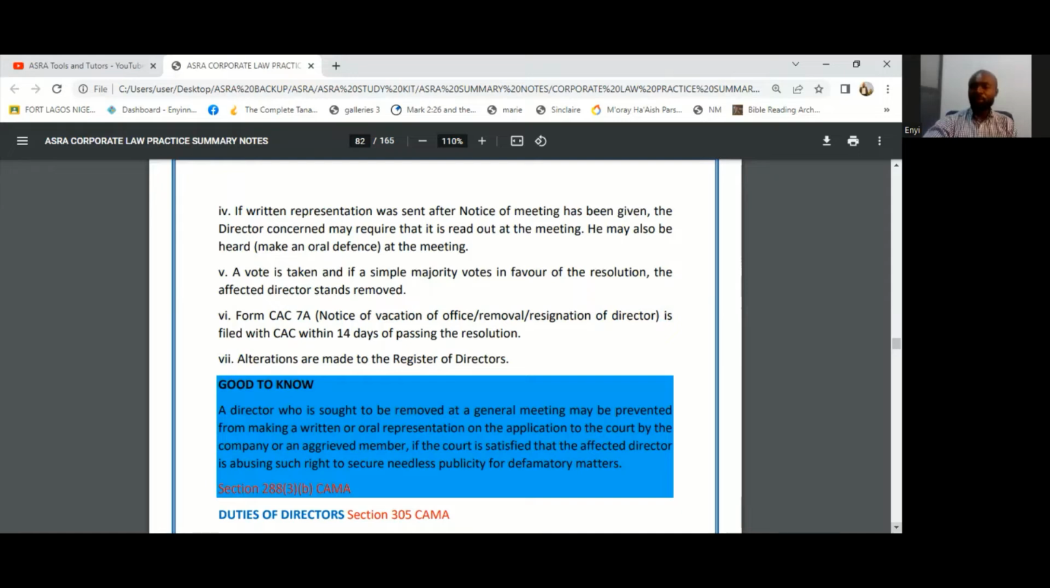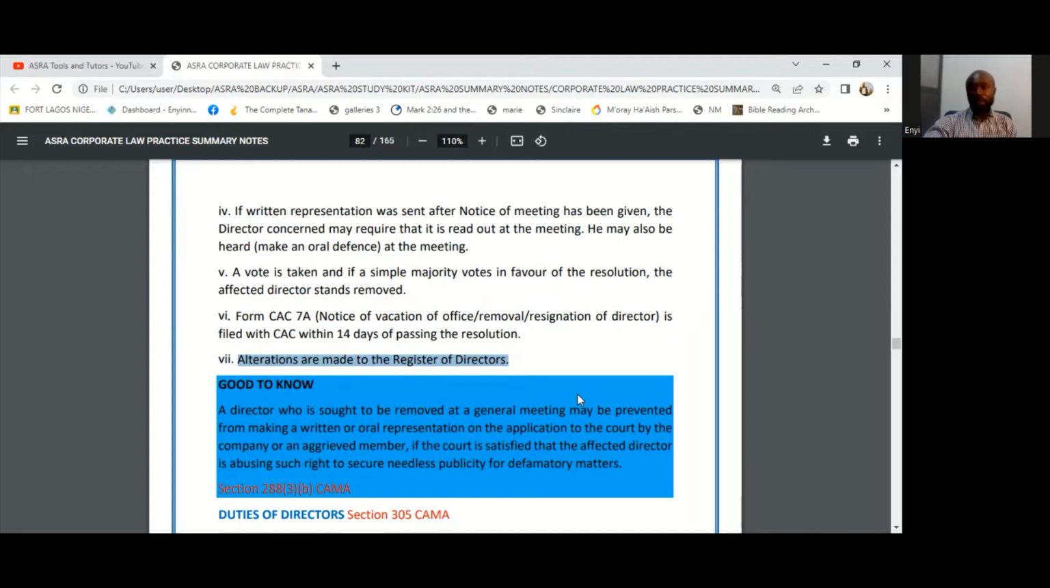Now, after that, the company would proceed to file Form CAC 7A with CAC within 14 days of the removal, along with a copy of that resolution, an ordinary resolution, removing the director. And furthermore, the company would proceed also to make alterations to its register of directors. So that's the procedure under 288 of CAMA for the removal of a director in the company. Failure to follow the procedure would render such removal as void.